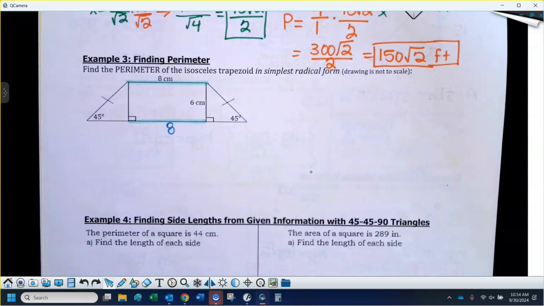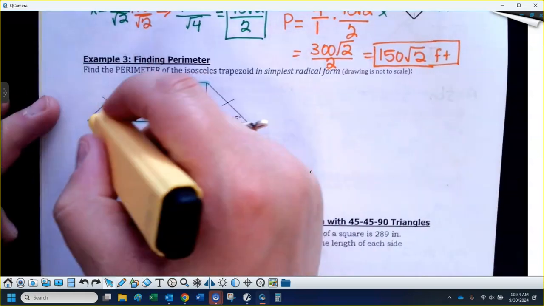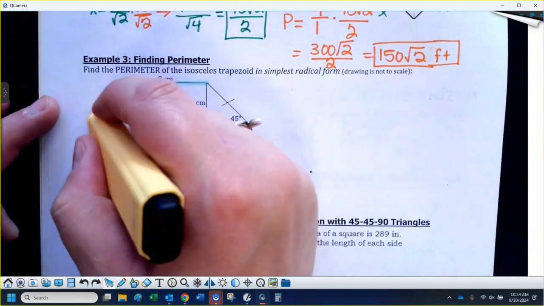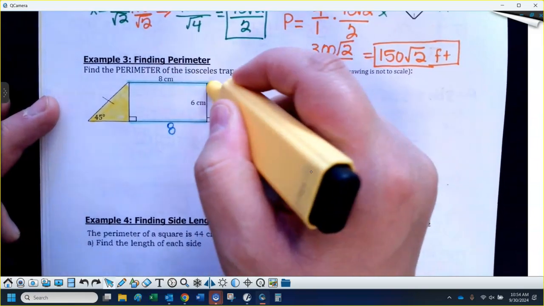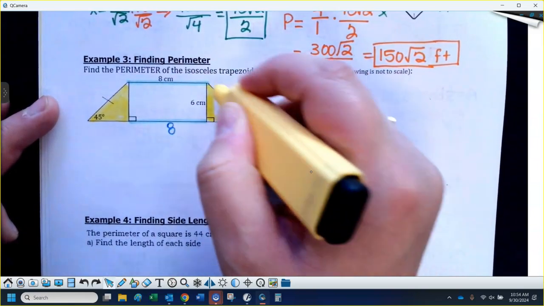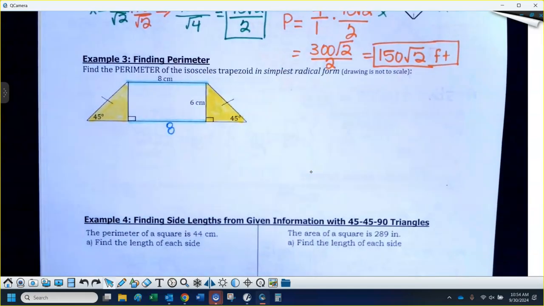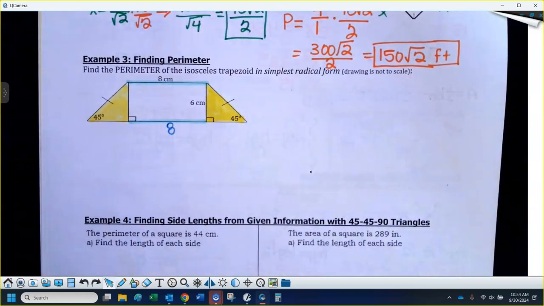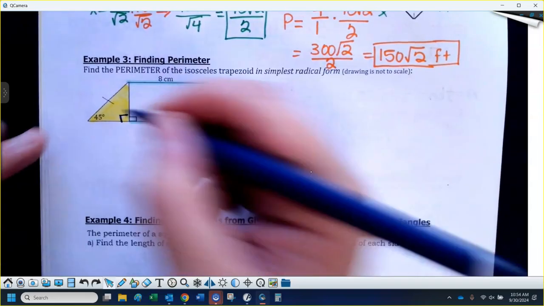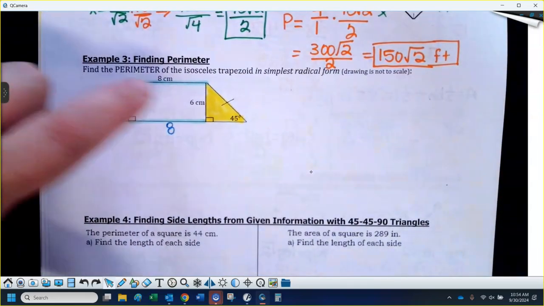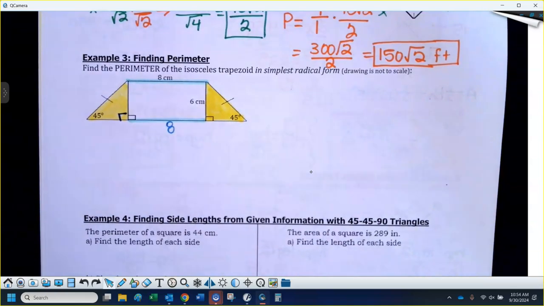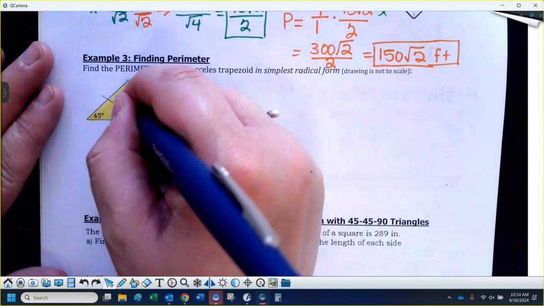Okay, now here's what I'm going to show you to the side. So if I have that 45-degree angle, these two little triangles are going to be identical, because if I've got a right angle, like where I've got the right angles labeled, this would also have to be a right angle. So this forces both of these little guys to be 45, 45, 90. So this would be 6.